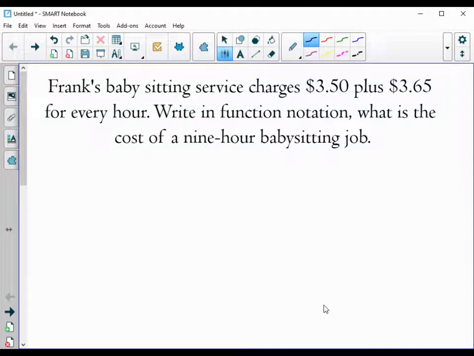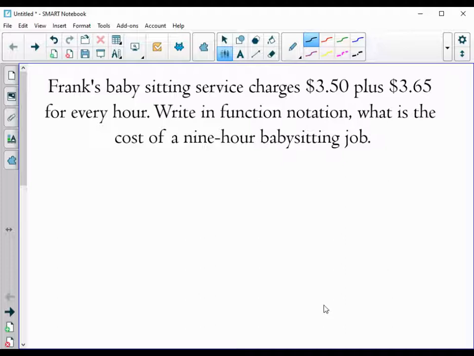Okay, I'm going to review with you how to write an equation in function notation. So we're going to be using function notation for a word problem. The word problem that we're going to do is: Frank's babysitting service charges $3.50 plus $3.65 for every hour. Write in function notation, what is the cost of a 9-hour babysitting job?